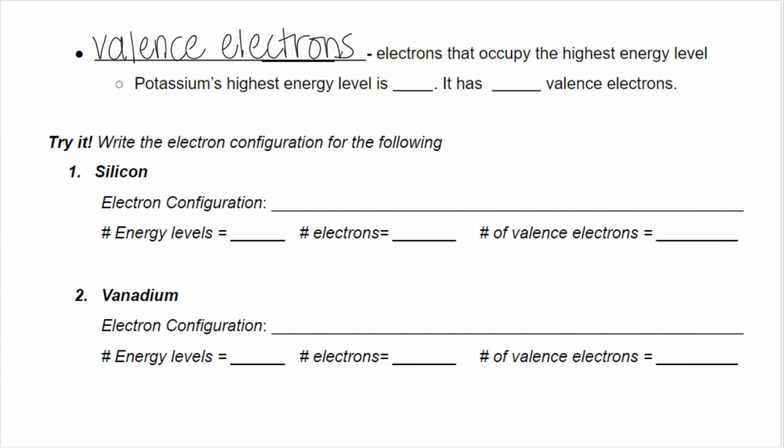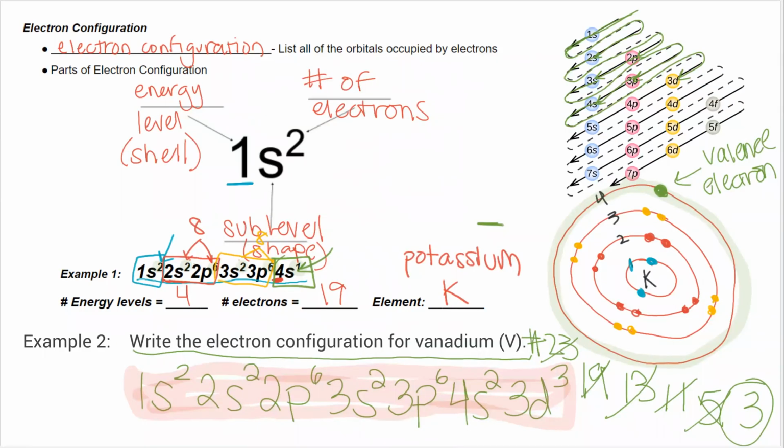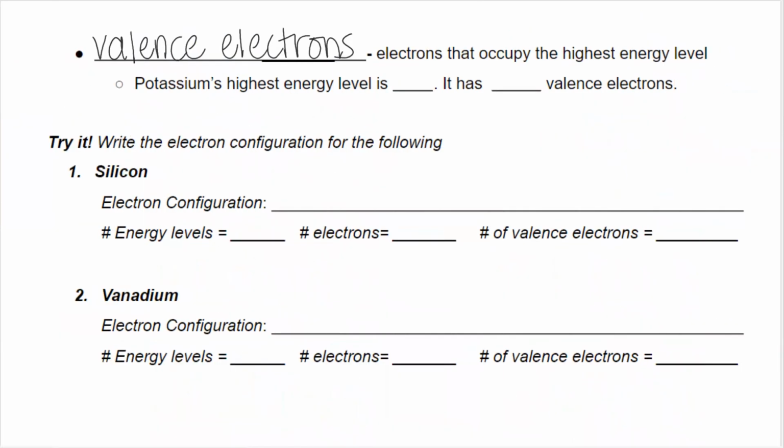So potassium's highest energy level is which energy level? If we look back at potassium, which we did up here, what's potassium's highest energy level? Well, it's energy level 4. So that's its valence energy level. Potassium's highest energy level is energy level 4. And we said that it has 1 valence electron.